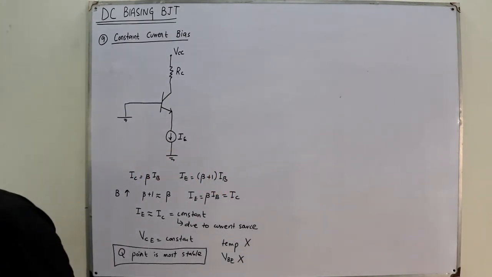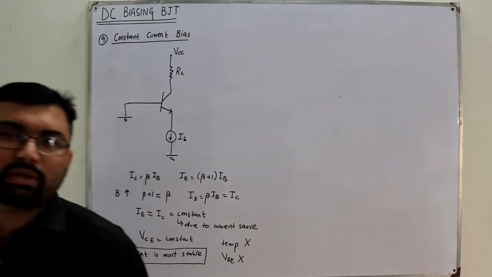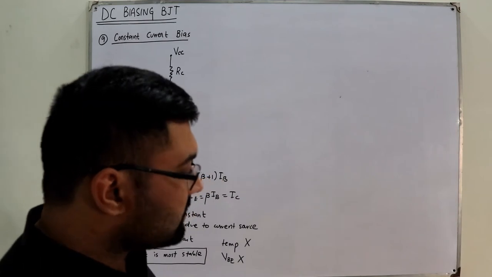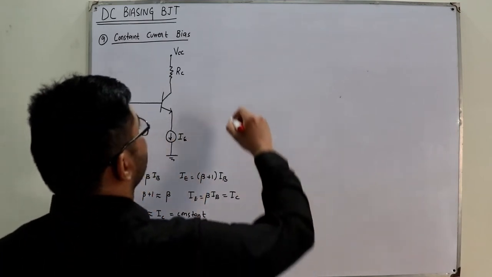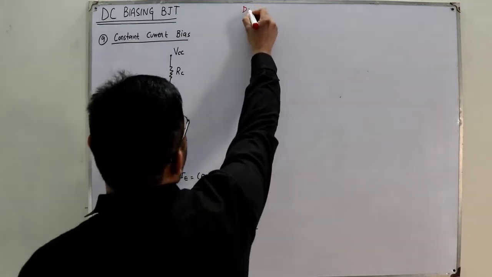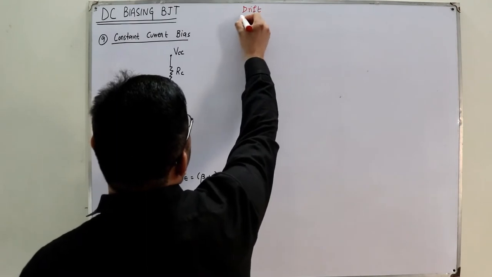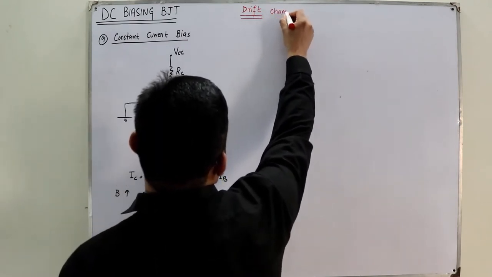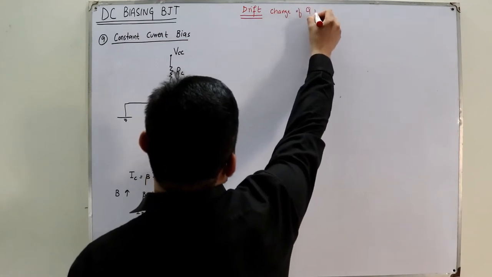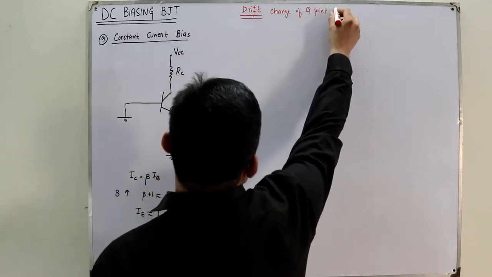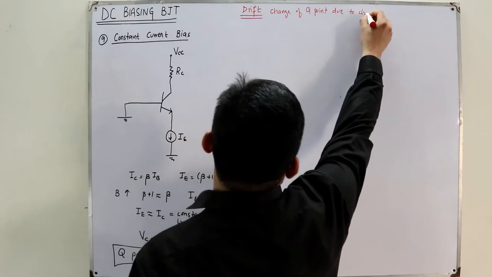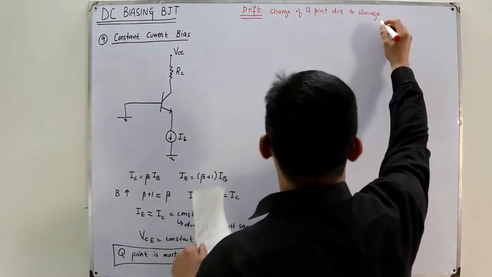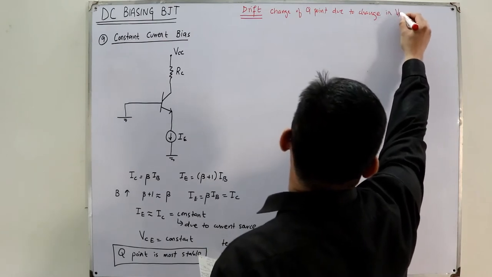The next is a drift. If we talk about drift, you will find it in the books. So let's talk about it. Drift is the next topic of the day, topic number 2 for this video. Drift is the change of Q point, but due to what? Due to change in VBE with temperature.